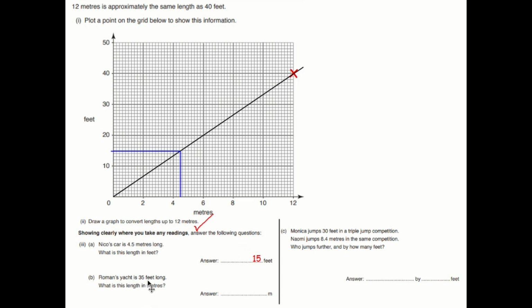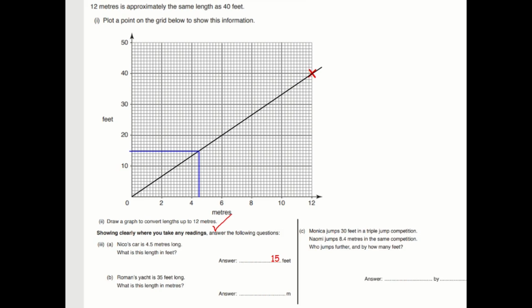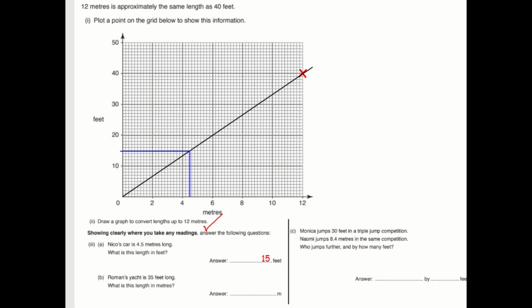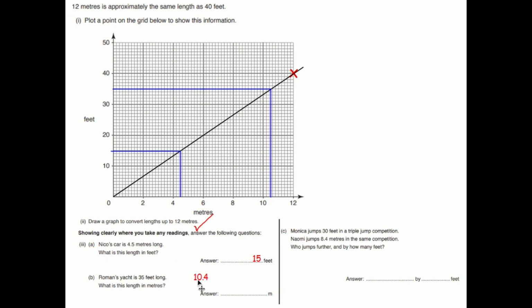Part B, Roman's yacht is 35 feet long. What is this length in metres? So go across at 35 feet. 35 feet is, obviously, halfway between 30 and 40. Read across to where you hit the graph. Read down. And that is just over 10.4. I'm going to call that 10.4 metres.